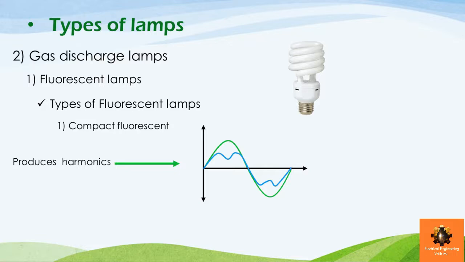And as the harmonics harm the power source badly, or make the power system unstable, we don't recommend using the compact fluorescent lamps due to the instability which they produce. So that's for the first type, which is the compact fluorescent lamp.